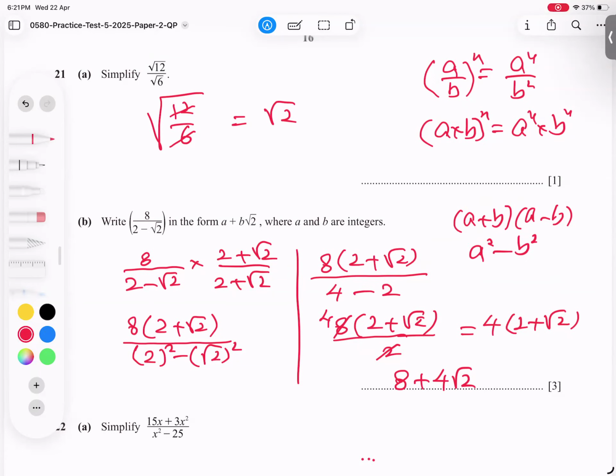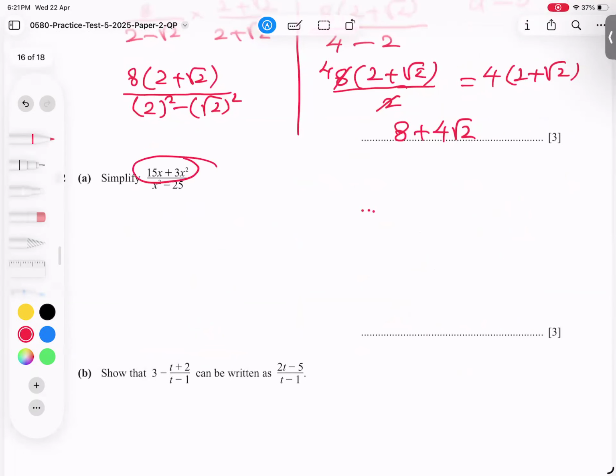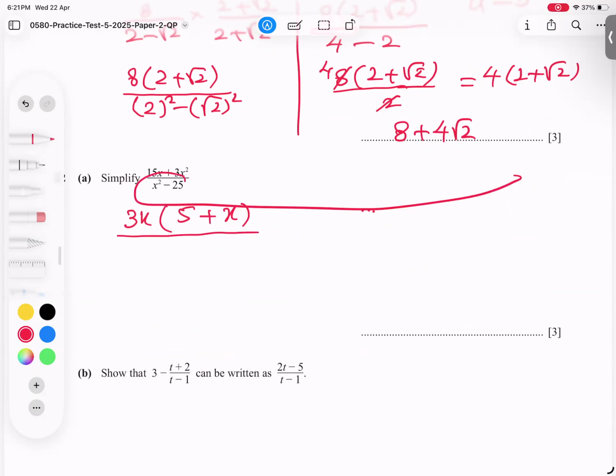So now we can go for the next question. Factorization. What is common from the top? 3 is common and x is common. So 3 and x are taken out, leaving 5 and x only. And down, again the same story: x to the power 2 minus 25.